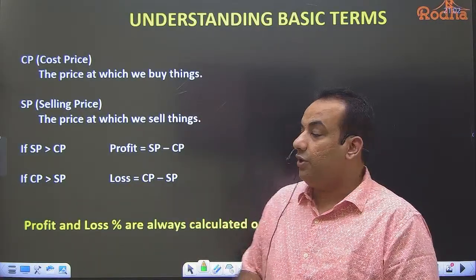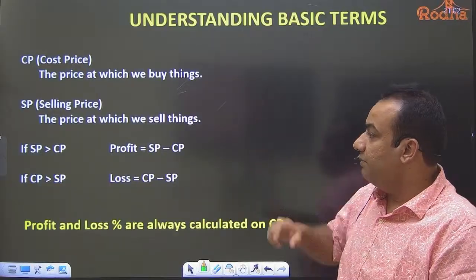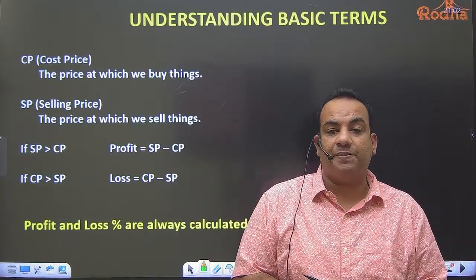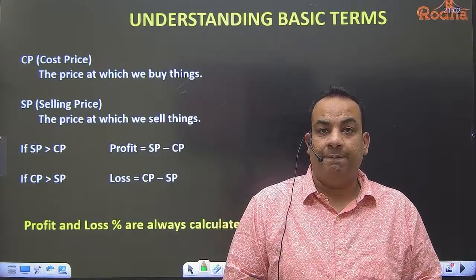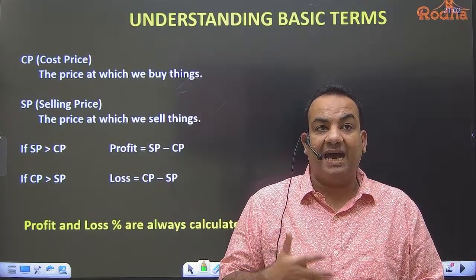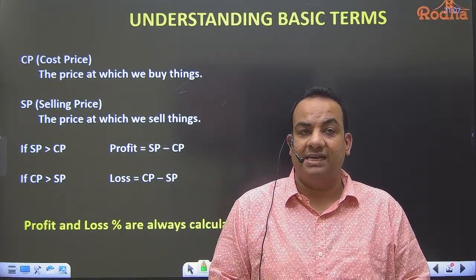So first we will talk about the basic terms. The first term is cost price. So what is cost price? The price at which we buy things is called as cost price. What is selling price? The price at which we sell things is called as selling price.